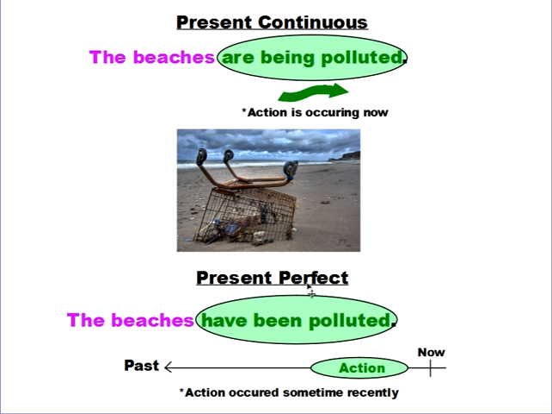Now if I use the present perfect, it's a little bit different. The same idea, but a little bit different. So I say the beaches have been polluted. And what that means is that it's an action that occurred sometime recently, right? Maybe it's still happening, but the idea is that it happened and the beaches now are already polluted. So that happened at some point in time in the past. I don't know when, it's just generally sometime it happens. So the beaches have been polluted, right? So present perfect is for something that already happened, and the present continuous is for something that's happening now. Good.